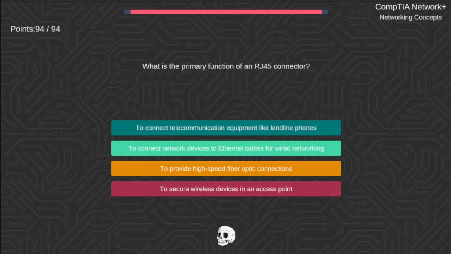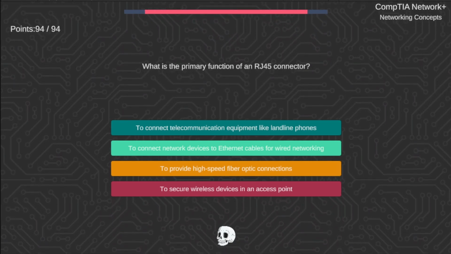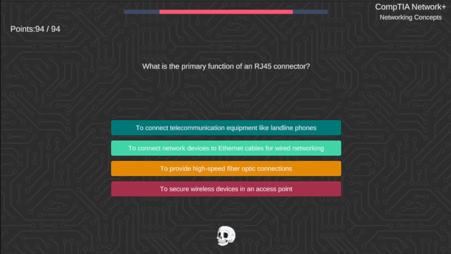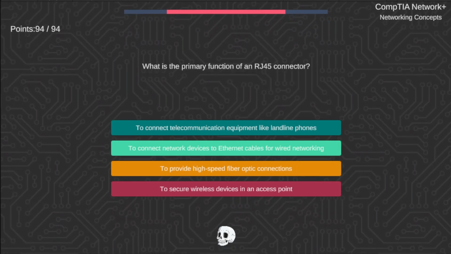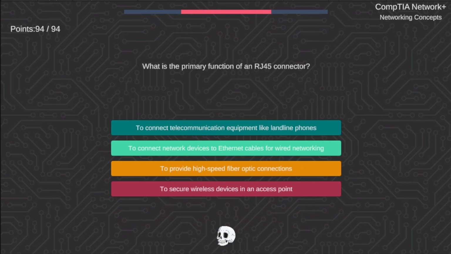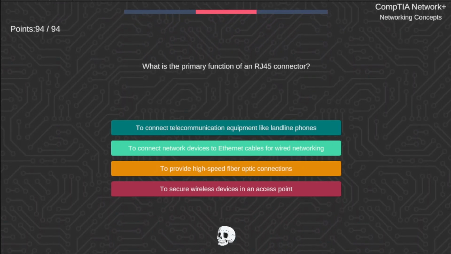What is the primary function of an RJ45 connector? To connect telecommunication equipment like landline phones, to connect network devices to Ethernet cables for wired networking, to provide high-speed fiber optic connections, or to secure wireless devices in an access point. The primary function of an RJ45 connector.